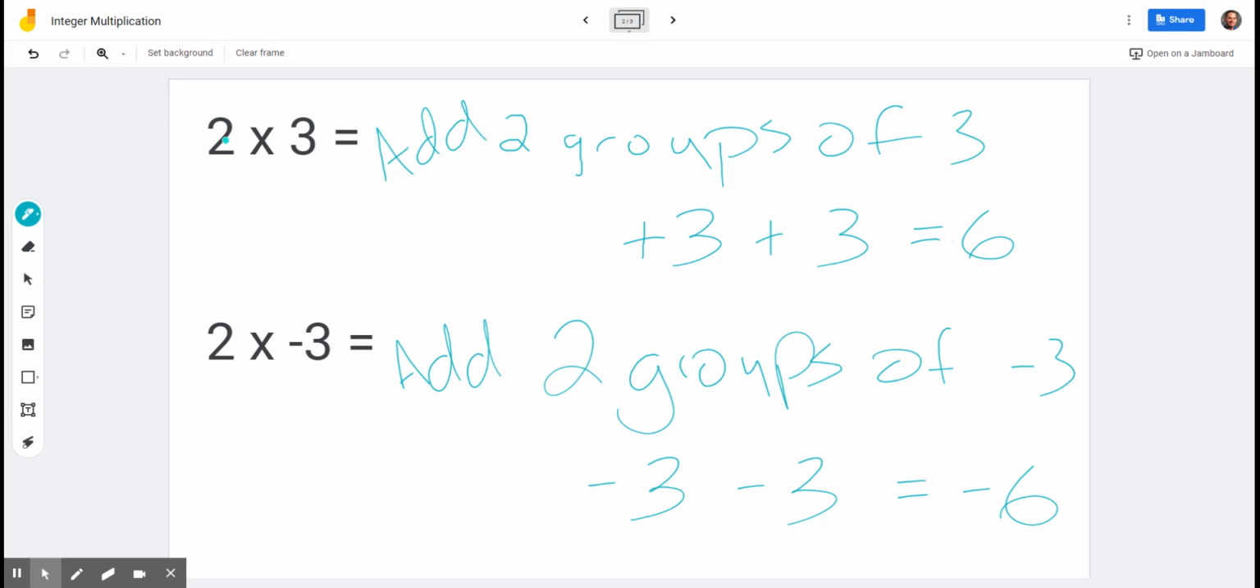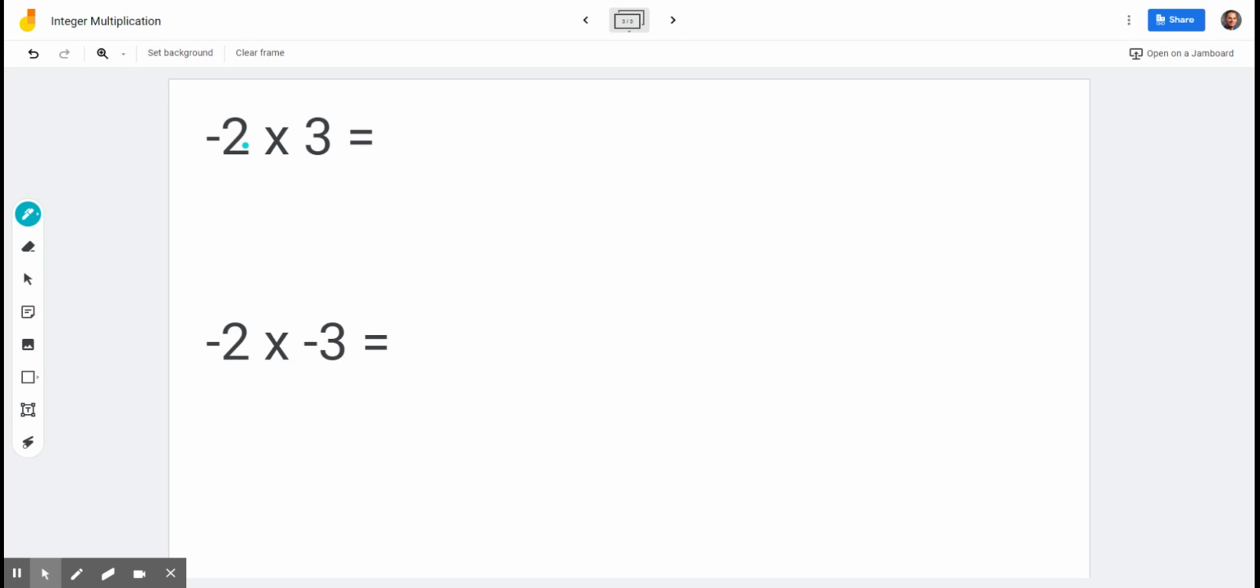Now, that is all good when you start with a positive number because we're going to start with adding. But now what happens when we start with a negative number? Well, here we have negative 2 times 3. So we know that we're going to have two groups of 3. That can't change. We have the same structure in the problem.